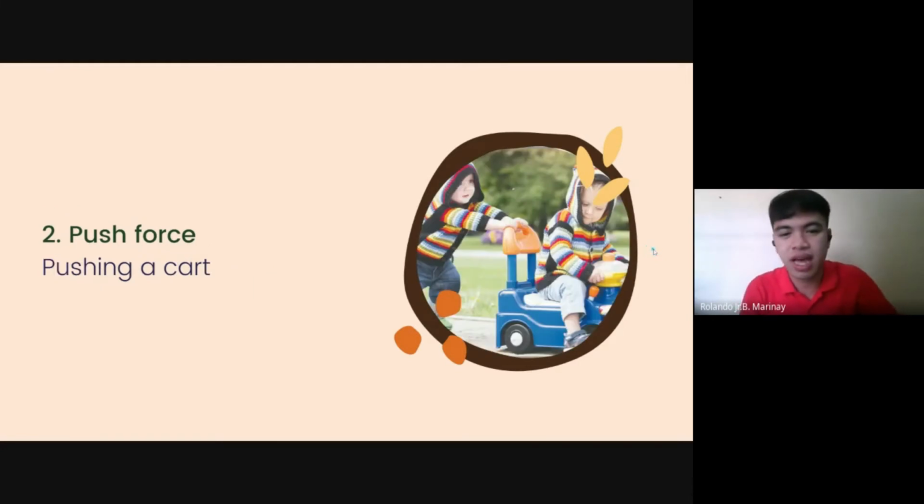The next example of using push force is pushing a cart. Do you know what a cart is? When you go shopping, you do like this. I'm going to show you a picture of pushing so that you will understand what is being shown.